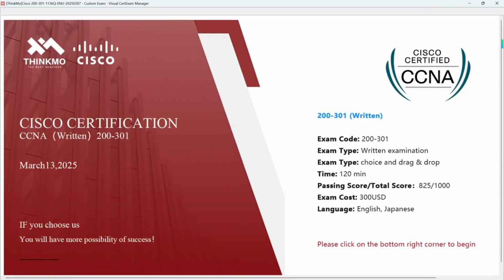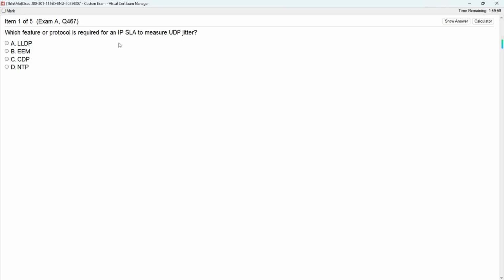Hello everyone, today I'm going to explain 5 technical questions from the CCNA exam. Let's start with the first question. The first question asks, which feature is required for IP-SLA to measure UDP jitter? Which feature or protocol is needed?